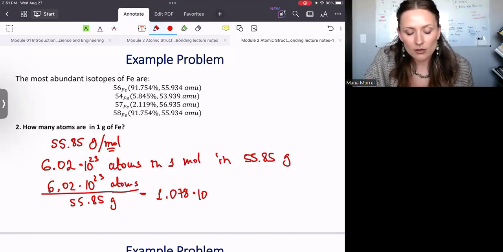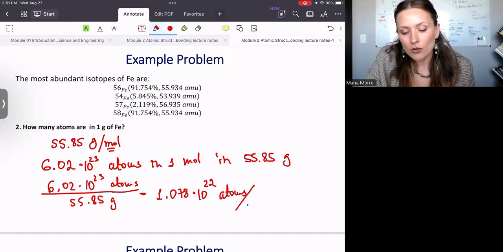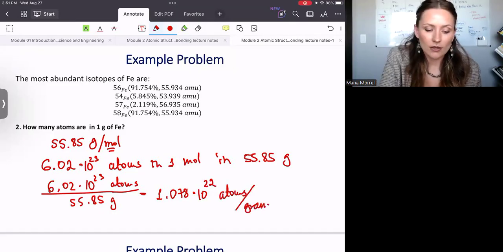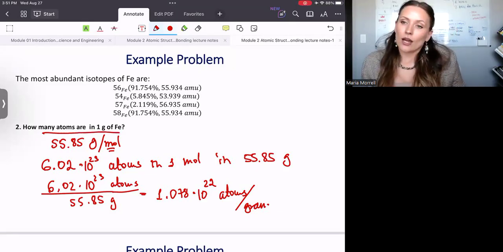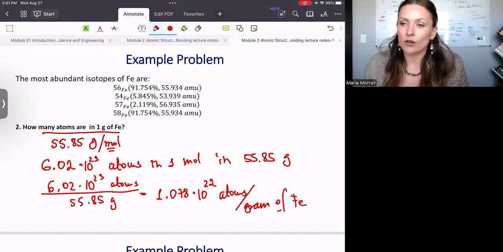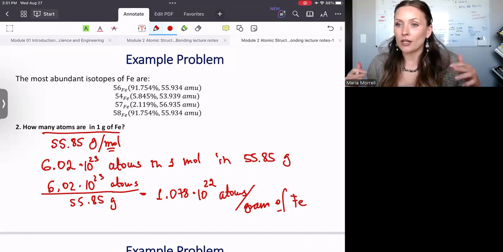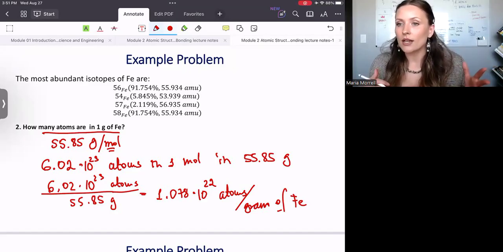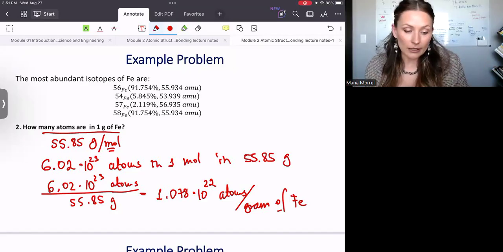1.078 times 10 to the power 22 atoms per gram. And this is how we answer the questions. That's how many atoms you would have in 1 gram, and perhaps I should specify, of iron, right? Because depending on the element, that number in the denominator will actually change, because some atoms are heavier, some elements are lighter.